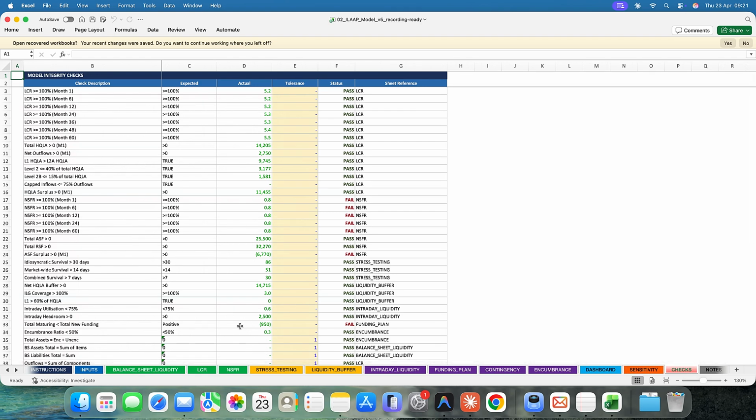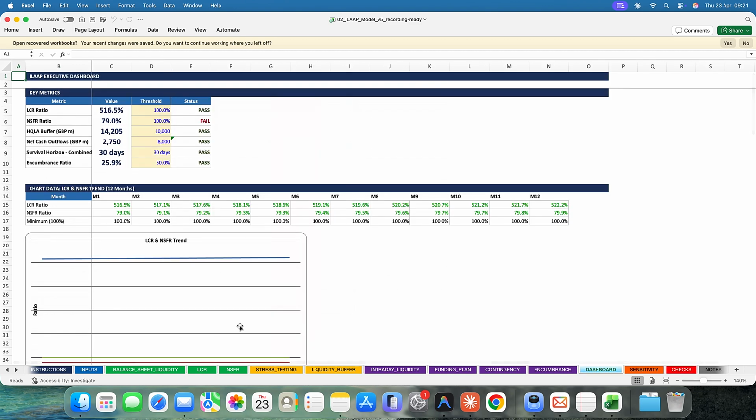The integrity layer. Every reconciliation checked. LCR components sum correctly. Buffer composition stays above regulatory minimums. Maturities tie between the funding plan and the NSFR calculation. Encumbrance below ceiling. If any fails, master cell goes red.